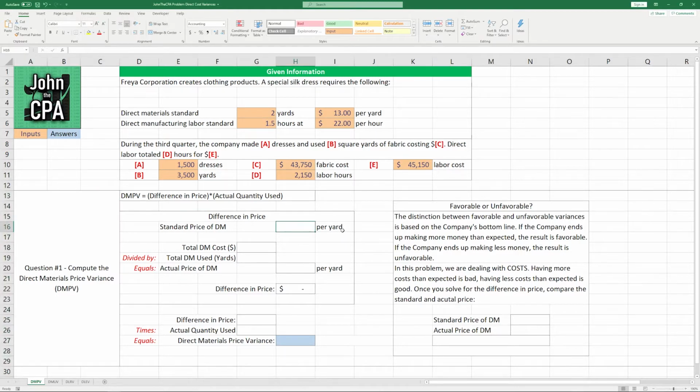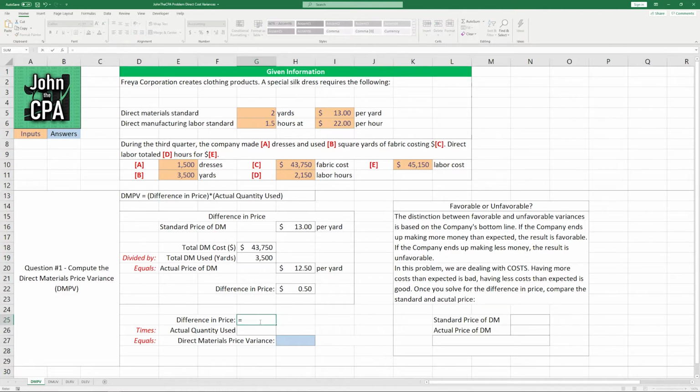So the difference in price is going to be the standard price of direct materials, which is given in the problem at $13 per yard of material. But we don't have the actual price given in the same way, so we're going to have to solve for it here. The total direct material cost of $43,750 divided by 3,500 yards of material is going to give us our cost per yard. In this case, we have a standard price of $13 per yard, an actual price of $12.50 per yard, giving us a difference in price of 50 cents.